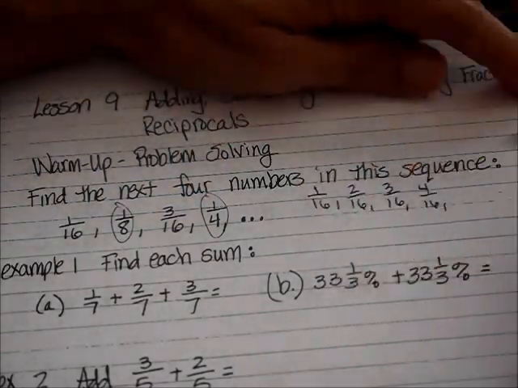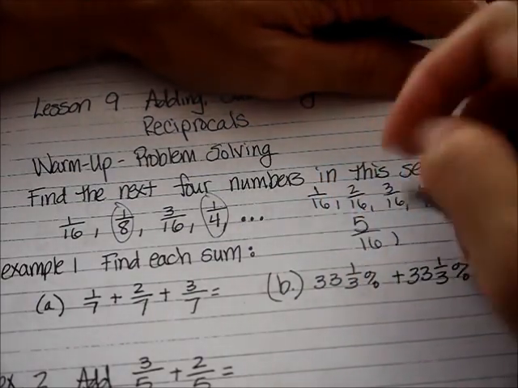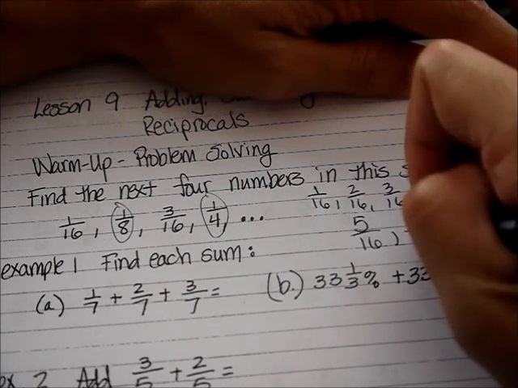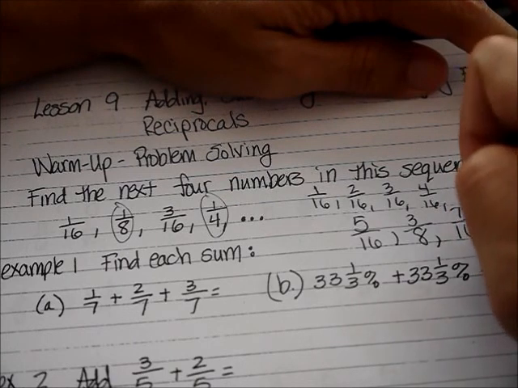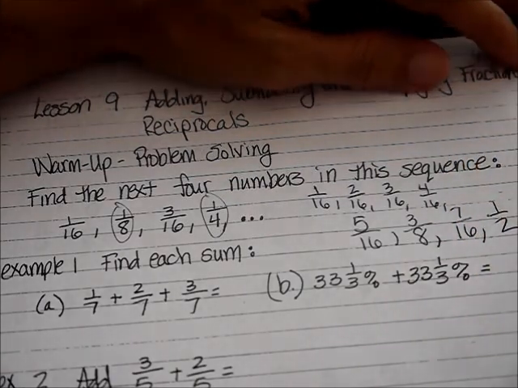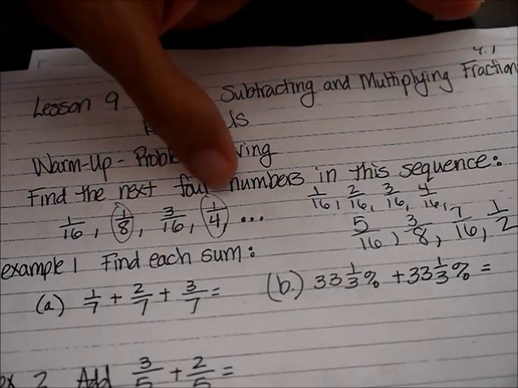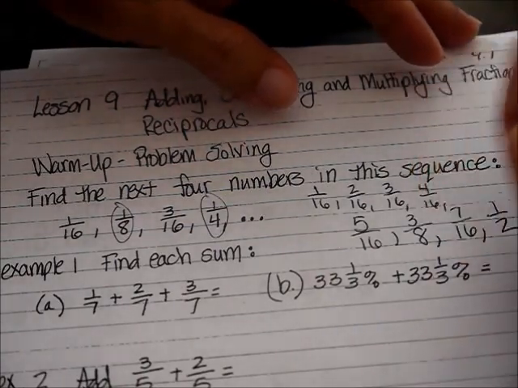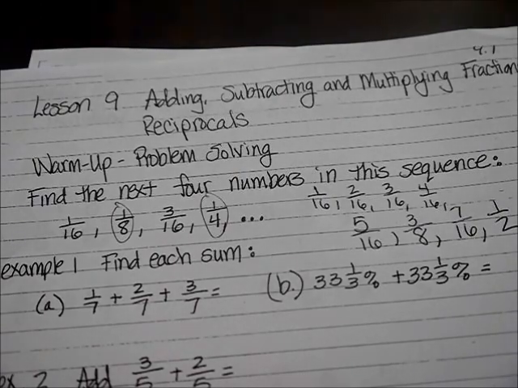So then the next 4 numbers would be 5/16, 6/16, but that actually reduces to 3/8. Now 7/16, 8/16 reduces to 1/2. Okay, so 1/8, 1/4, 3/8, 1/2. And that's it. Sorry, I guess there's just supposed to be 4. All right, so in that case, I did the warm-up with you kind of quickly.